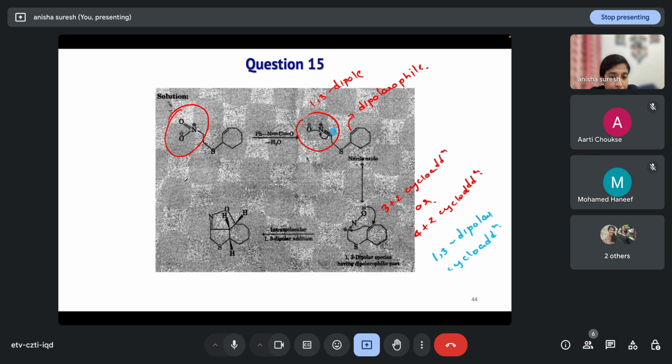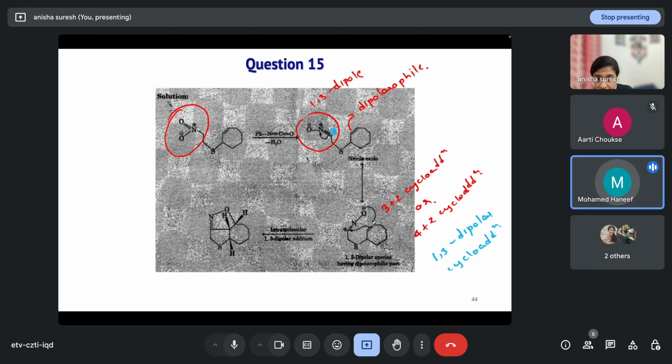Yes, ma'am. What about stereochemistry, ma'am? Stereochemistry, I think, since this is all cis, it is maintaining as cis. See this, these bonds are coming cis now, so the hydrogens will be remaining as cis. Since it is a concerted reaction, whatever stereochemistry is in the starting material will be maintained in the product.